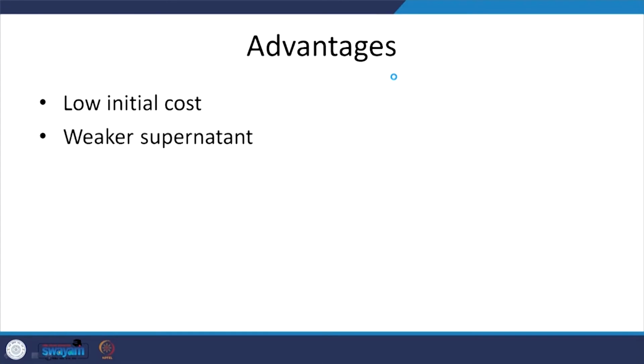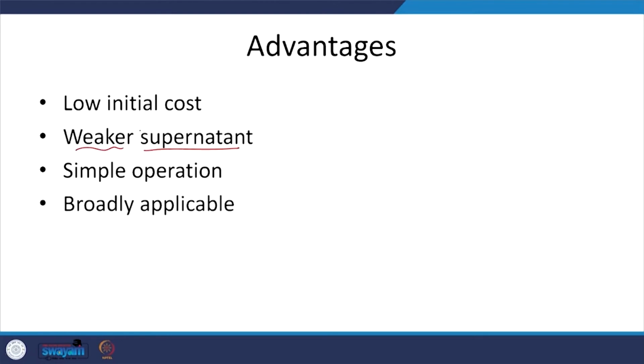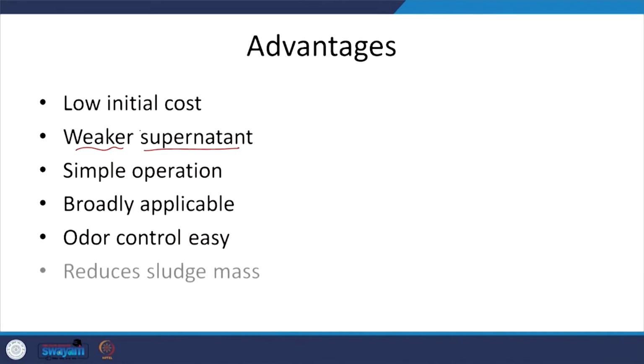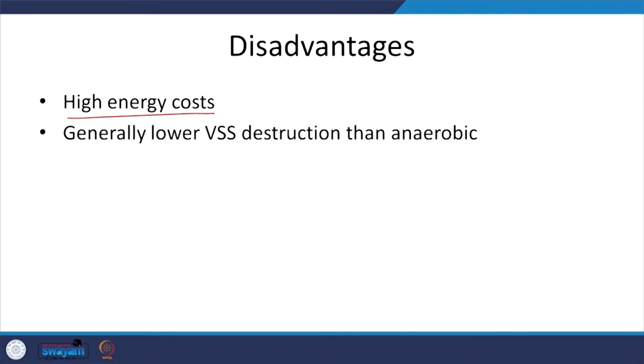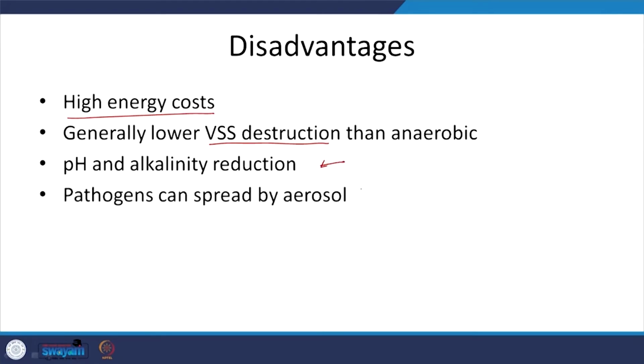Relatively low initial cost, it is all relative, and one advantage is compared to the anaerobic digester, the supernatant is weaker, relatively simple operation, right, and again activated sludge process widely used and adapted, applicable to considerable range of waste, and odor control is easy, and we can reduce the sludge mass, let us say. But disadvantage, obvious issue is that, as I have been parroting since quite some time, it is remarkably high energy cost, and compared to anaerobic, as mentioned earlier, the VSS degradation is going to be relatively lesser, let us say, right. And these are aspects that are always coming into play with respect to pH and alkalinity decrease.